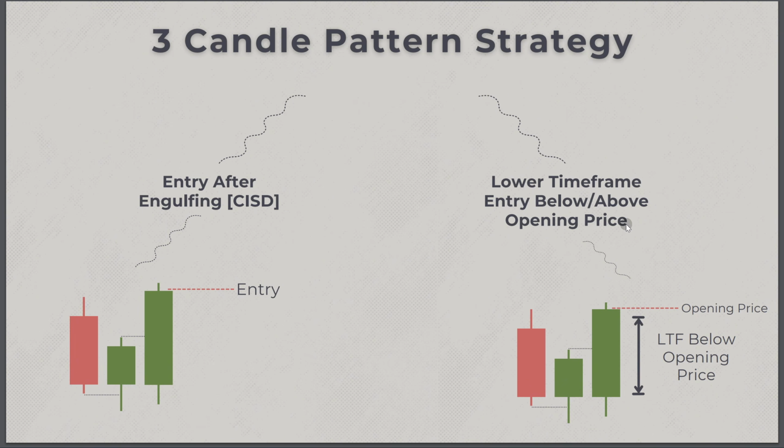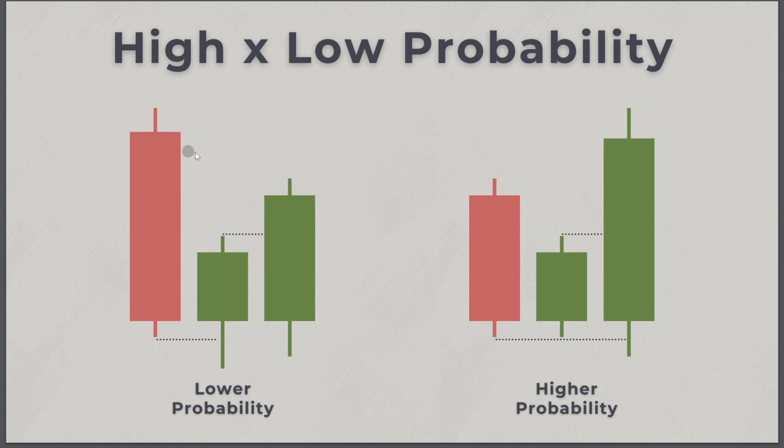Now, high and low probability, we have a lower probability, which is just price. And when I say lower probability, it doesn't mean that it doesn't work. It means it's a lower probability compared to this one. But even this one has some disadvantages, especially if this candle is too big and already took a major draw on liquidity.